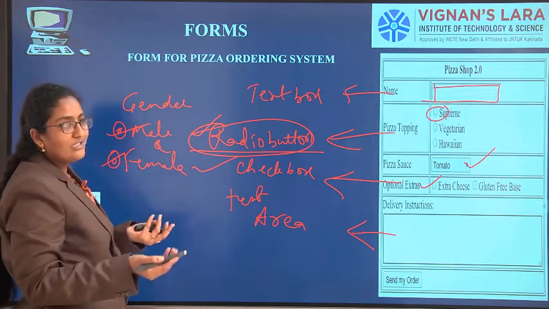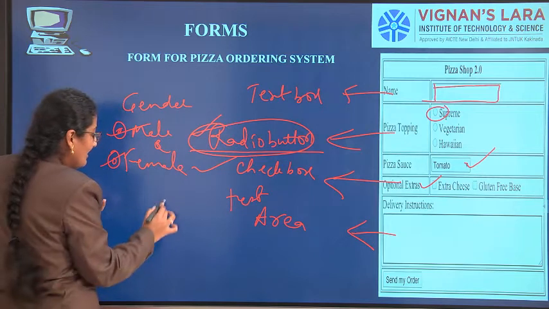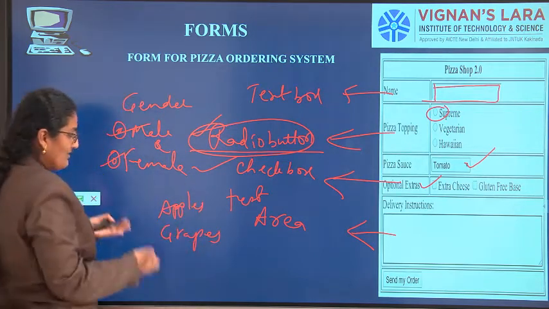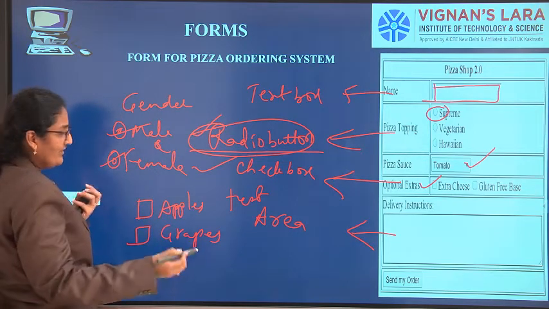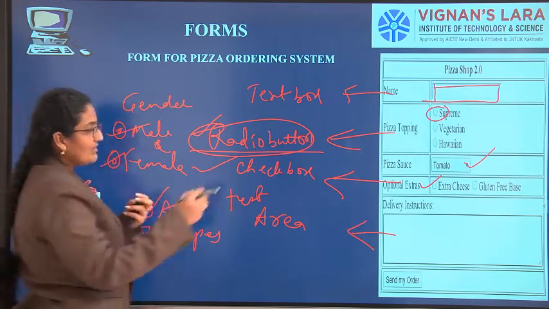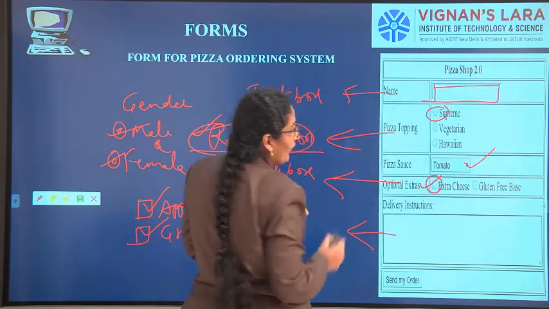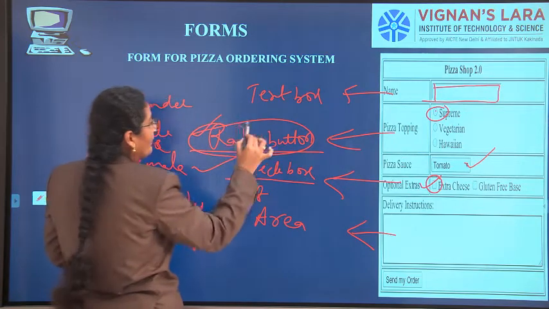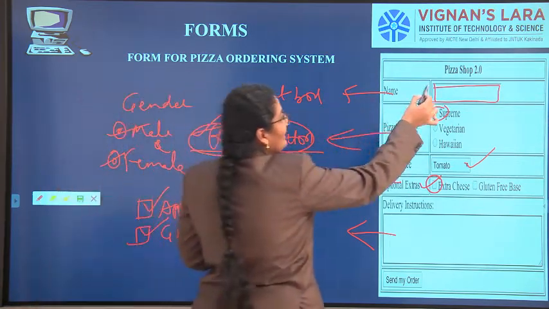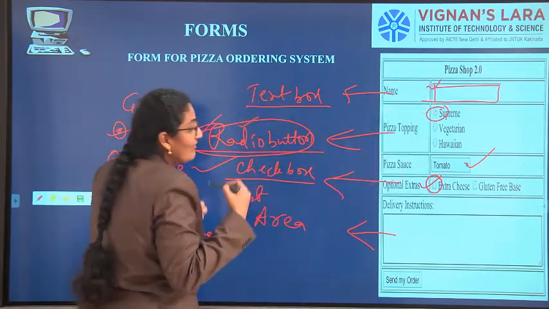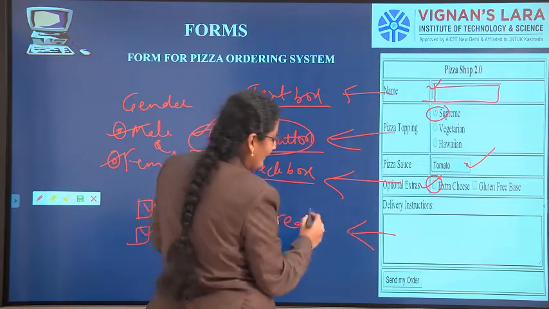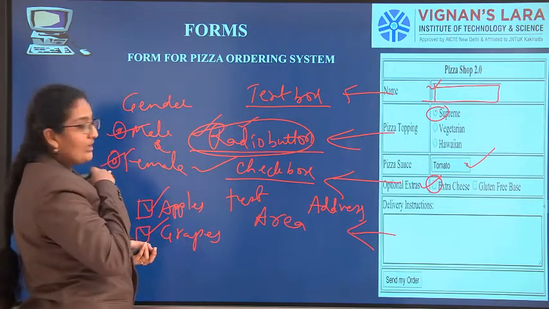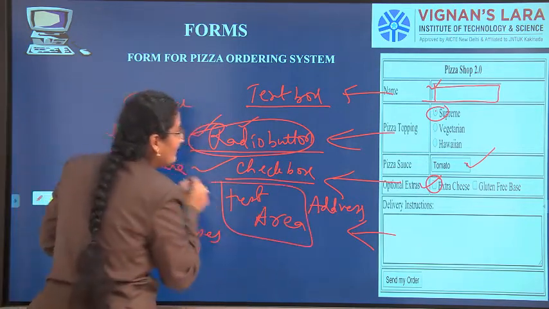Likewise, what are the fruits you like? You may like 2-3 fruits at a time. If you have 2 different fruits, you can like 2 different fruits at the same time. There is nothing wrong in that. Then we will go for check boxes. So when we select more than one option, we will go for checkbox. When we select only one option, we will go for radio button. When there is only limited text, we will go for text box. When there are parameters like address, where you have to write your college address or your home address, then you will go for text area.